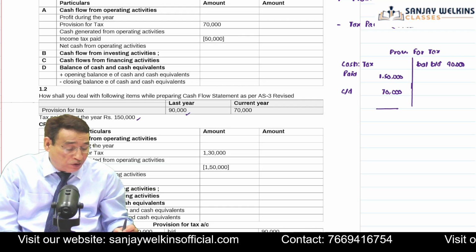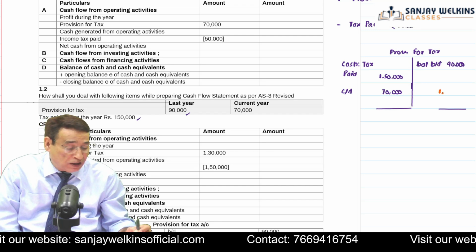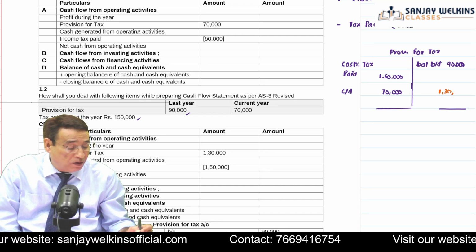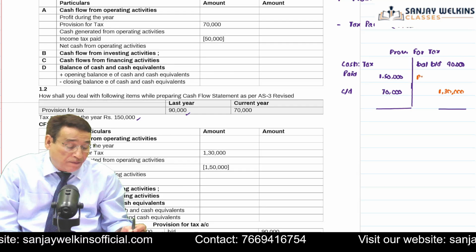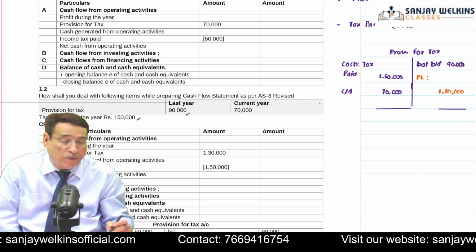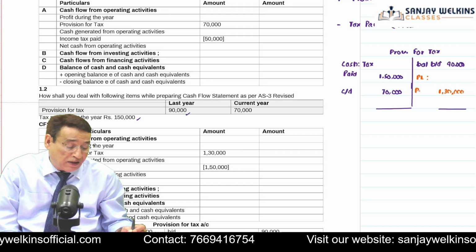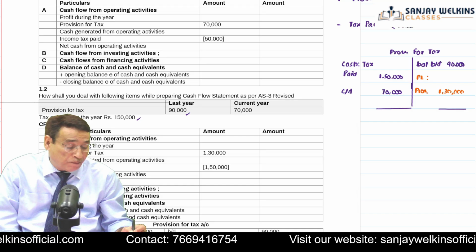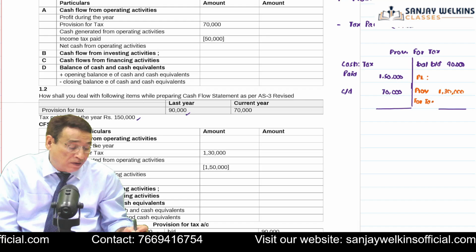Obviously now I am going to balance it. If I balance it, I will get 1,30,000 as the balancing figure. This 1,30,000 signifies, first of all, here I am going to write by P&L, because this figure signifies that in the current year we have made a provision for tax to the tune of 1,30,000.